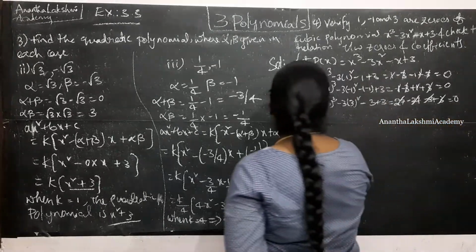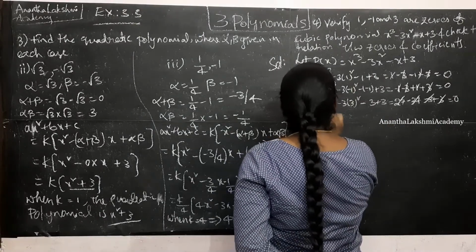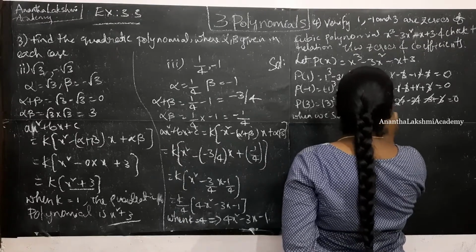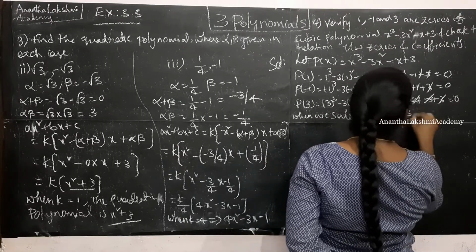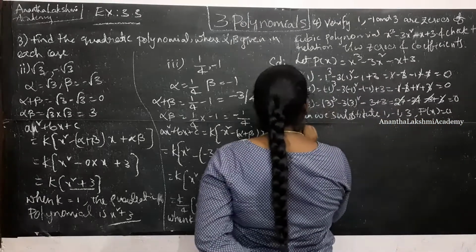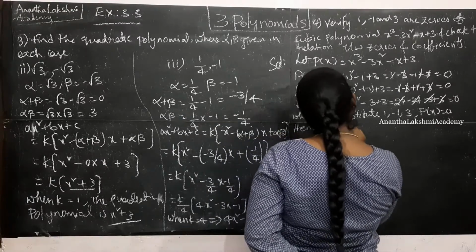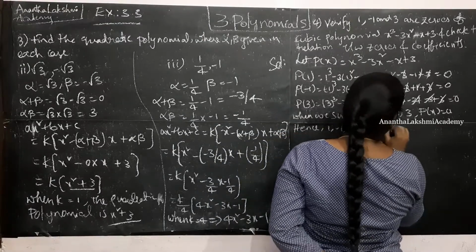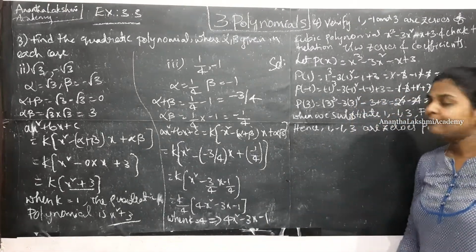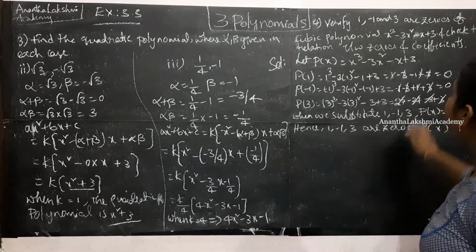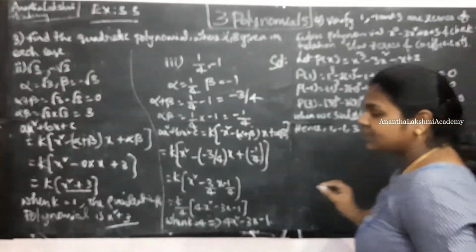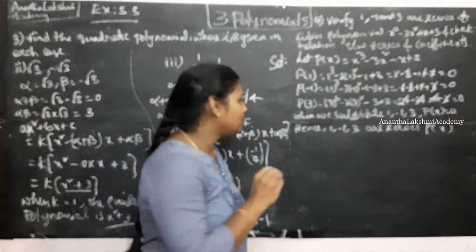So let us write the statement. When we substitute 1, minus 1 and 3, p of x is equal to 0. Hence they are zeros. Hence 1, minus 1, 3 are zeros of p of x. Isn't it? That's the concept we have learned, right? So next thing, what are they asking us? Check the relation between zeros and coefficients. So what is the relation between zeros and coefficients for a cubic polynomial?